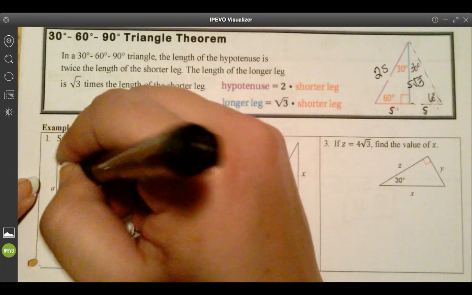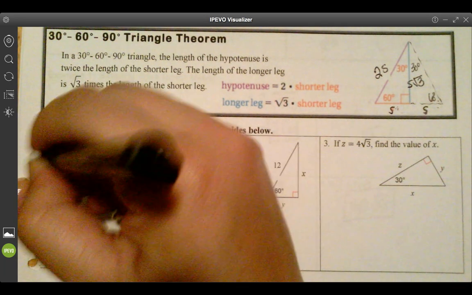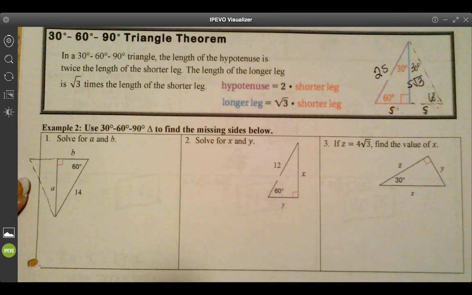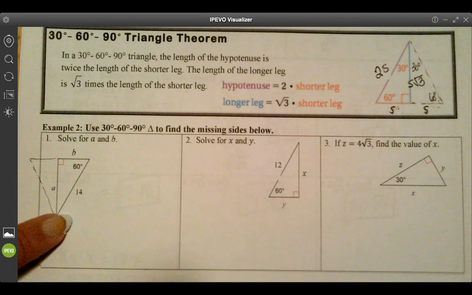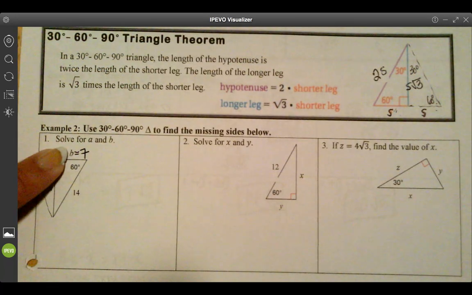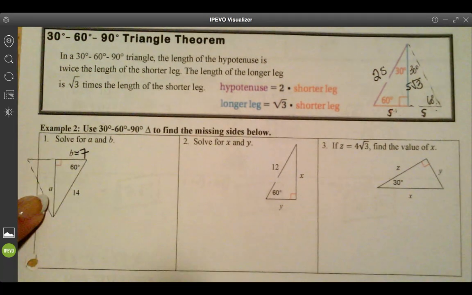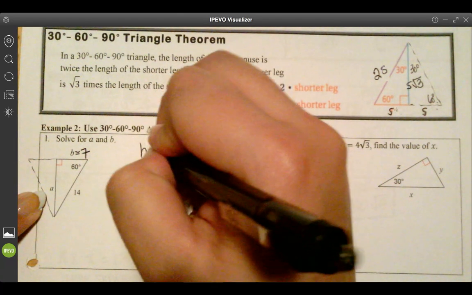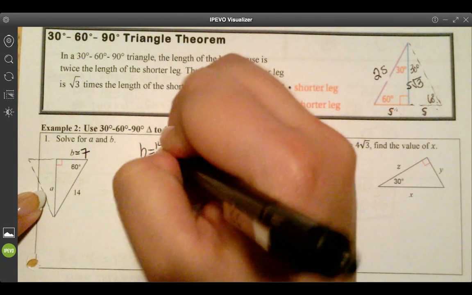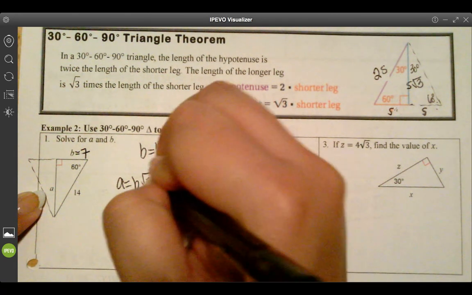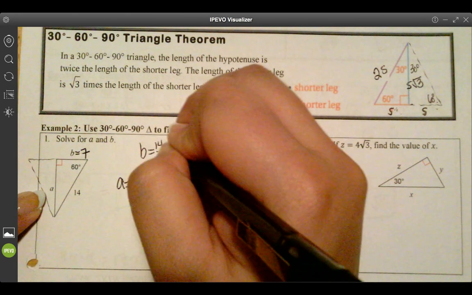Okay, so here's my triangle. There's my 60-degree angle, which means that here's the other half of my equilateral triangle. That means this is my full side, this is my half side. Half of 14 is 7. The one on the inside is going to be the short side times the square root of 3. So b equals 14 over 2, which is 7. And a equals b times the square root of 3, 7 root 3.